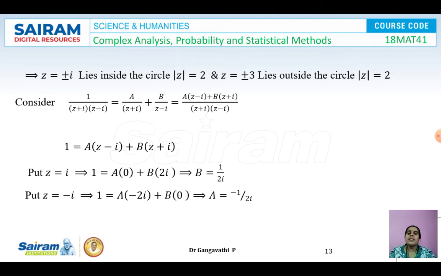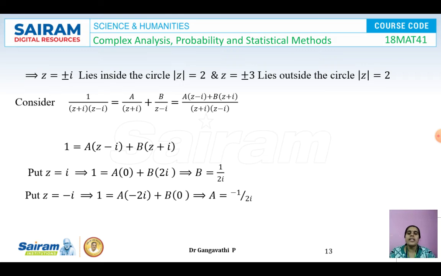So consider the given integral: 1 divided by (z square plus 1) into (z square minus 9). Since those points don't lie inside, we can consider only 1 by z square plus 1, which is nothing but 1 by (z plus i) into (z minus i). We cannot apply Cauchy's integral formula straightaway here because z plus i and z minus i are in a product. They have to be individual terms. So in order to do that, we write it as a by (z plus i) plus b by (z minus i). Take the LCM and simplify.